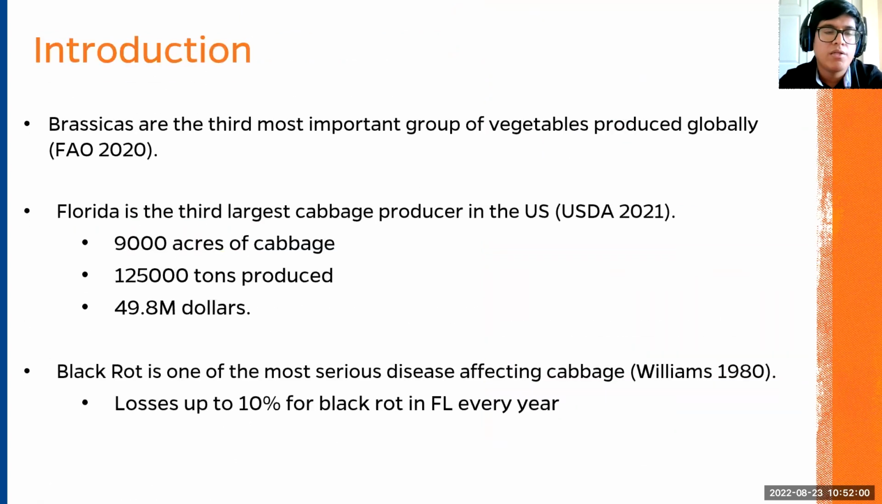To begin with, I would like to mention some information about the brassicas. Brassicas are the third most important group of vegetables produced globally, and they have cabbage as the most important crop within the genus. When we talk about production of cabbage in the United States, Florida is the third largest cabbage producer, and the USDA has registered 9,000 acres of cabbage that produce 125,000 tons of this vegetable, and results in a profit that is very close to $50 million.